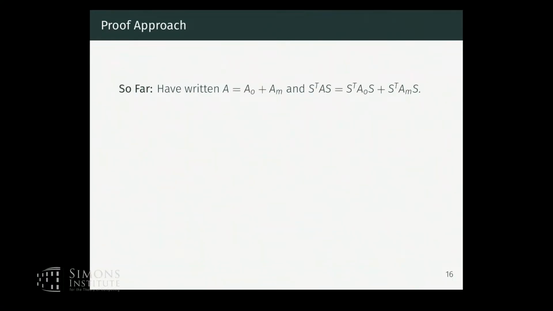So far I've written A as A_O plus A_M, large eigenvalues plus small eigenvalues, and S transpose AS, which is my principal submatrix. I should say S is just a way of writing sampling in a linear algebraic way. It's just a sampling operator that reduces the number of rows and columns. So I'm writing S transpose AS as S transpose A_O S plus S transpose A_M S.